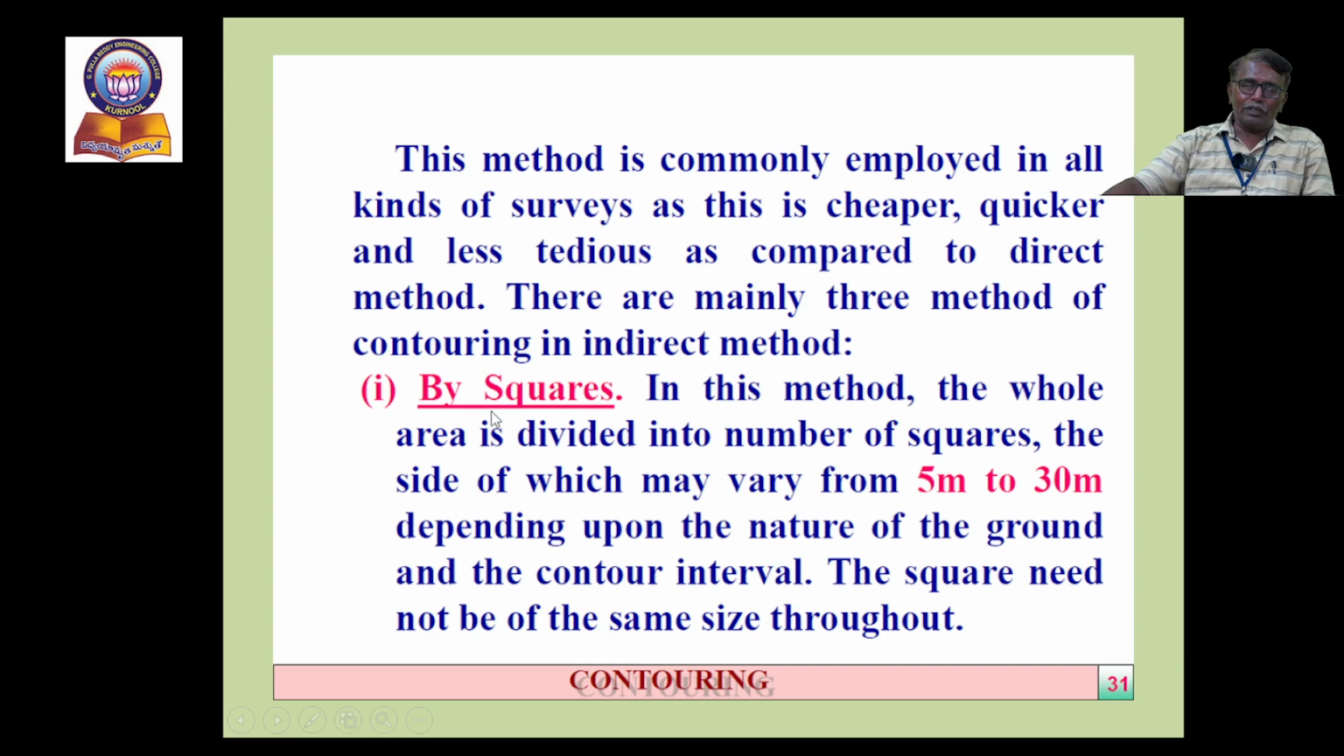Again, there are sub methods, such as by squares. In this method, the whole area is divided into a number of squares, the side of which may vary from 5 to 30 meters, depending upon the nature of the ground. If the ground is undulated and hilly, then you have to take 5 meters. And if the ground is very flat, then you can go for 30 meters. The squares need not be the same size throughout the map. So you can vary them depending upon the ground location.